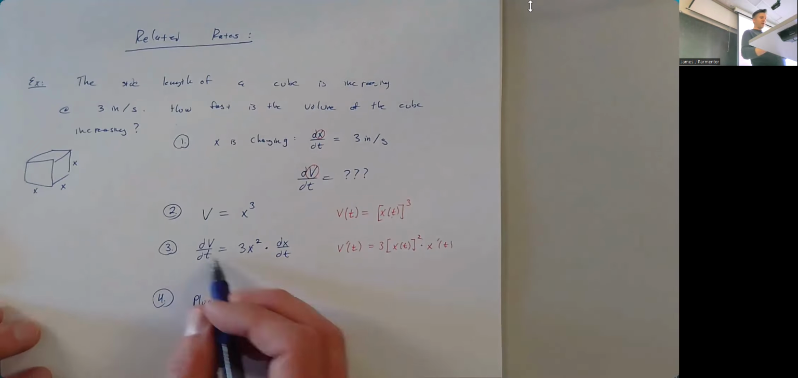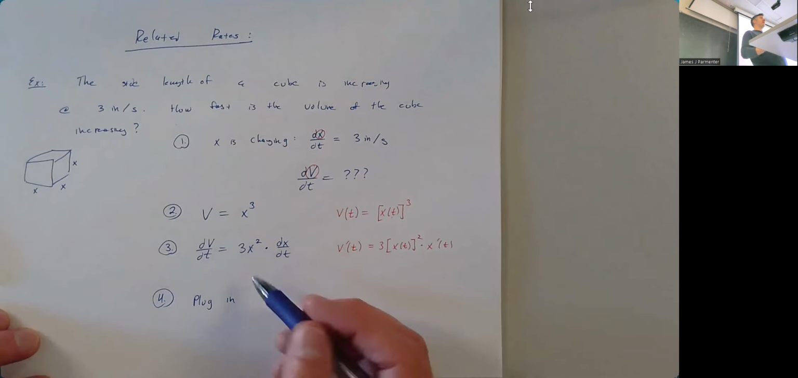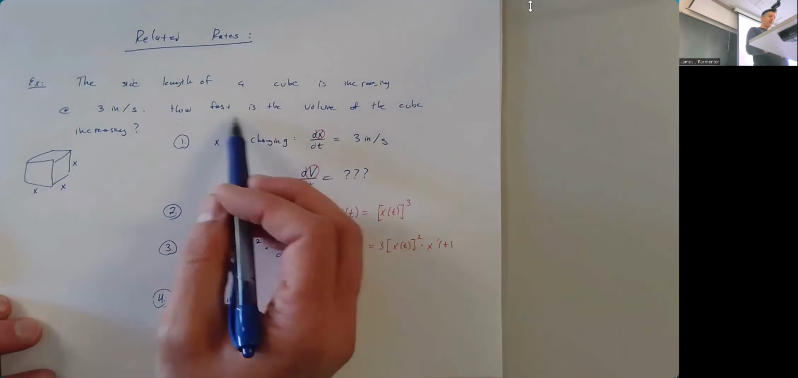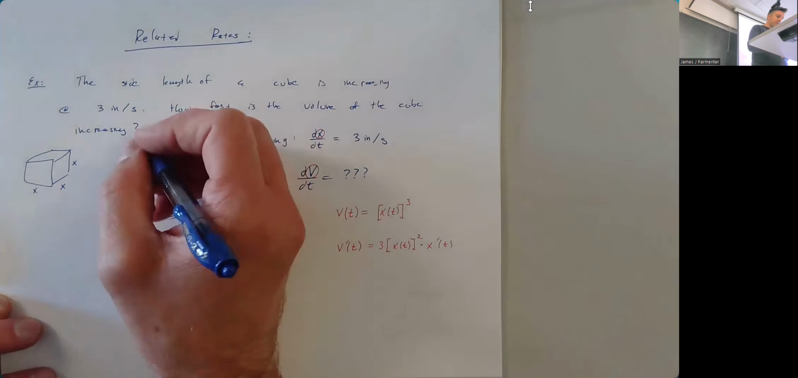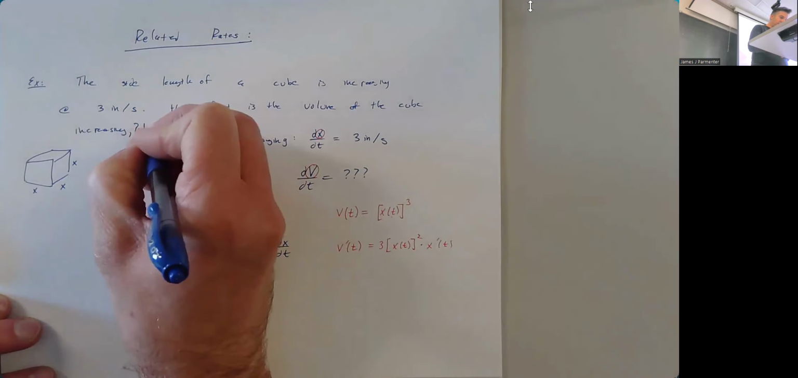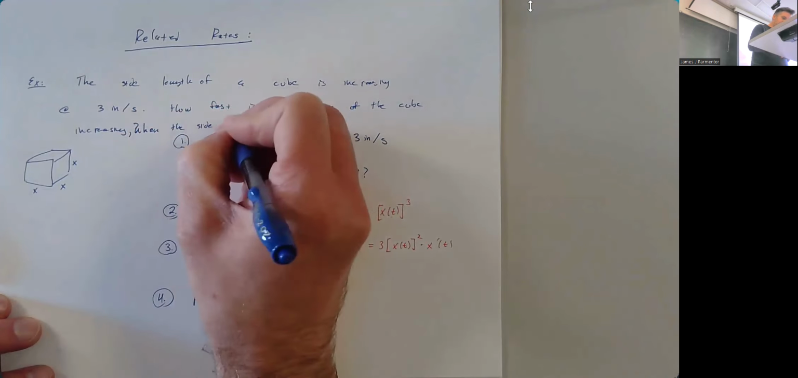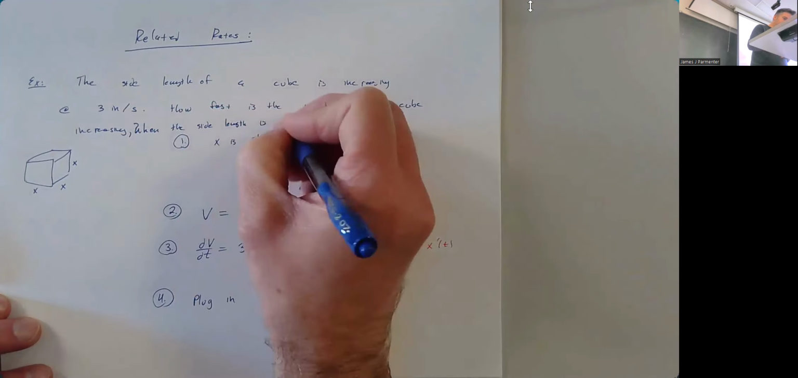So if we just plug in now, I don't know what x is. So typically they have to tell you the when or the what, right? So I should have said, how fast is the volume increasing when the side length is 10 inches.